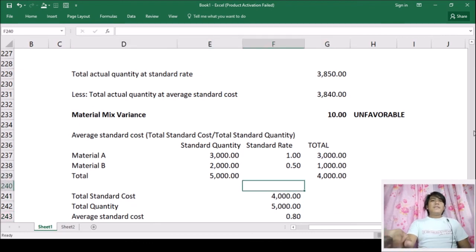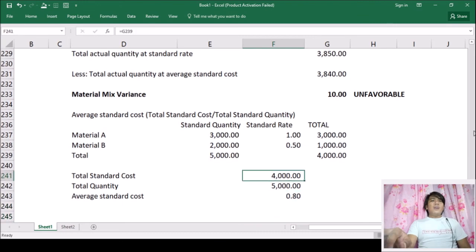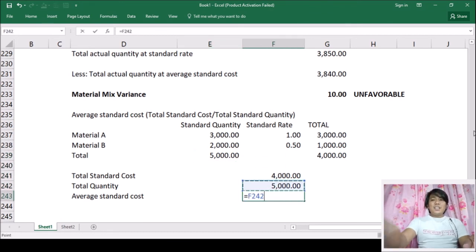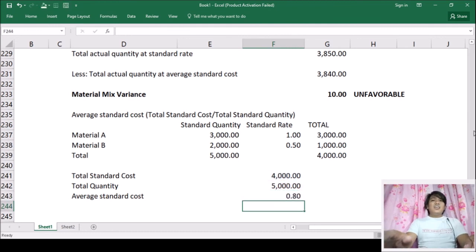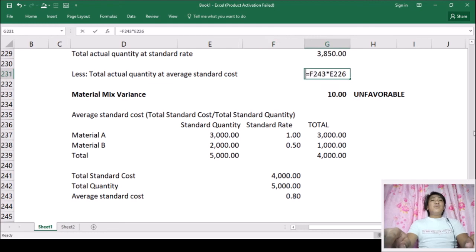So, para ma-compute yung average cost, that is 4,000, ito yon, no? 4,000, the total standard cost, i-divide mo sa total standard quantity. 4,000 divide by 5,000, that is 0.8. Okay? That would be your average standard cost. Which is, gagamitin mo para mahanap itong 3,840.